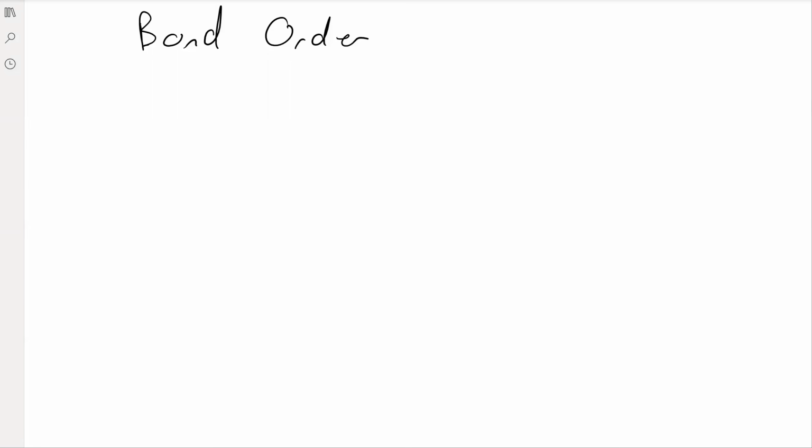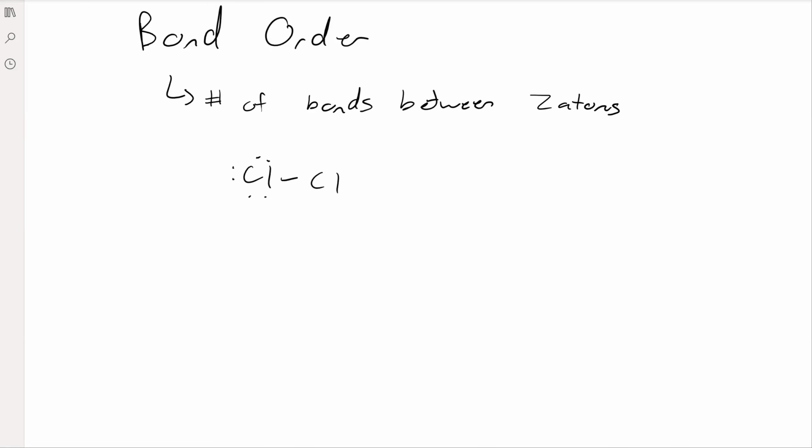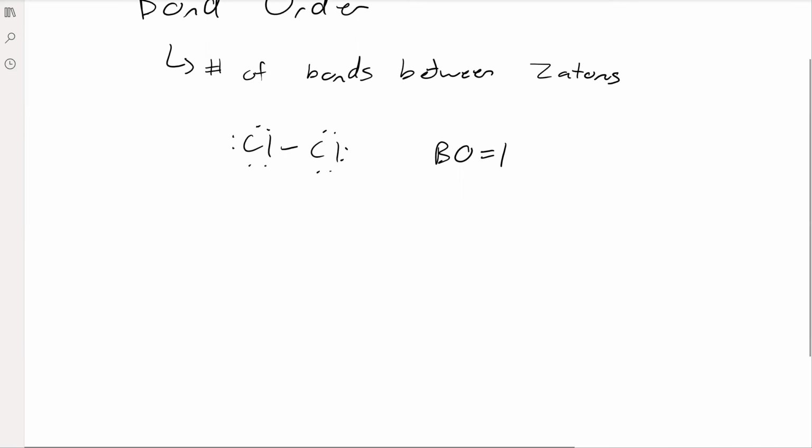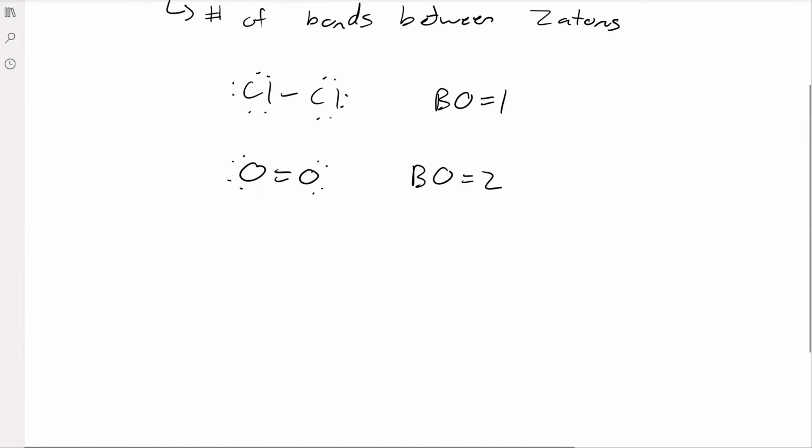All right, so this next topic is basically a continuation of resonance structures, and it's bond order. Bond order is just the number of bonds between two atoms. So for example, when we drew our chlorines, our Cl2, we have a bond order of 1 because we have a single bond between the two. When we drew our oxygen, our O2, we drew a double bond, so the bond order is 2. And then when we drew our nitrogen, our N2, we drew a triple bond, so the bond order is 3, right? 1 is single bond, 2 is double bond, 3 is triple bond.